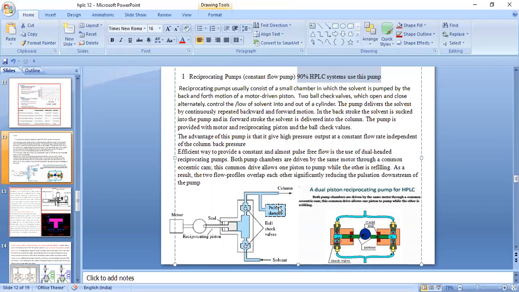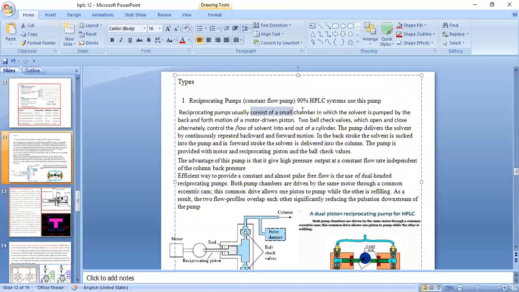Here we have a pulse damper that damps any pulses that have been created by the movement of this reciprocating pump. So you can see here, a reciprocating pump usually consists of a small chamber in which the solvent is pumped by the back and forth motion of a solvent-driven piston. Two ball check valves open and close alternately and control the flow of the solvent in and out. So this is how ball check valves control the flow of a solvent in only one direction.